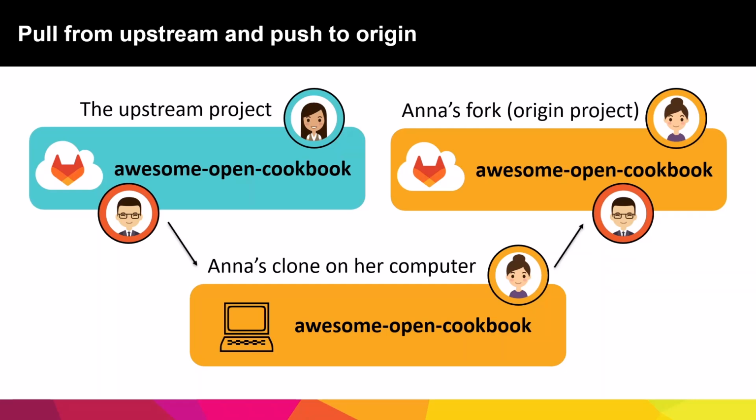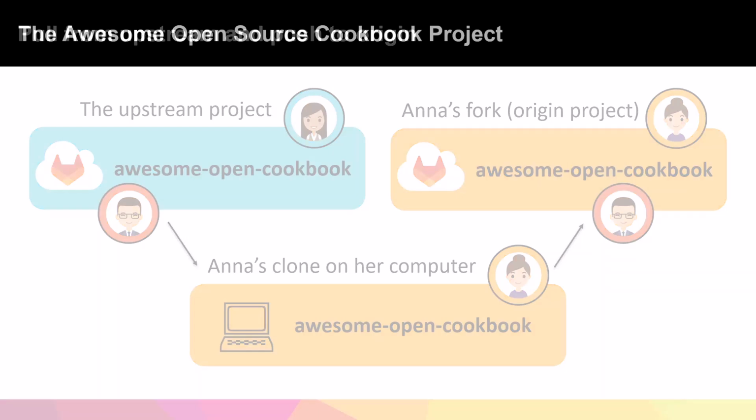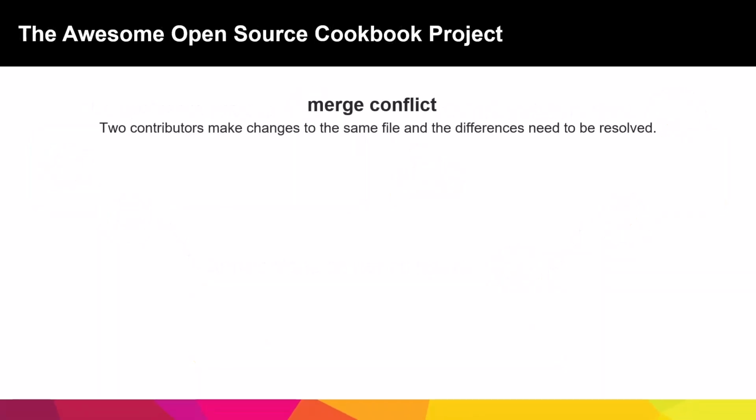And that's just a good habit to regularly check for upstream updates and pull from upstream and also push to your origin fork before you get ready to make a new branch and start contributing. Otherwise, you could cause something called a merge conflict.